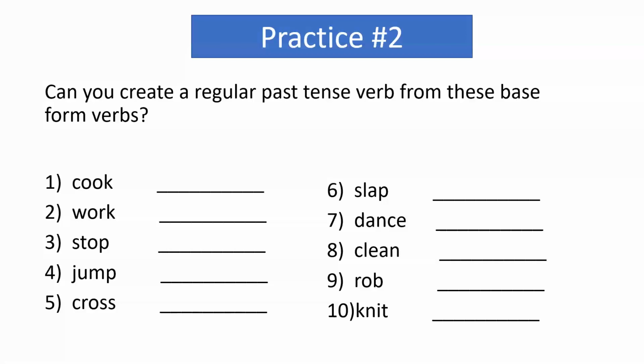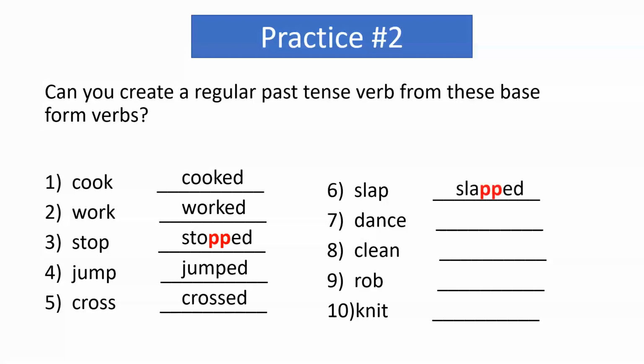Are you ready to check your answers? Here we go. Cook should be cooked. Work, worked. Stop, stopped. Do you see the reason for the double P? It has a one vowel, one consonant here. Jump, jumped. Cross, crossed. What about slap? You got it. So it's a double P because this is AP.